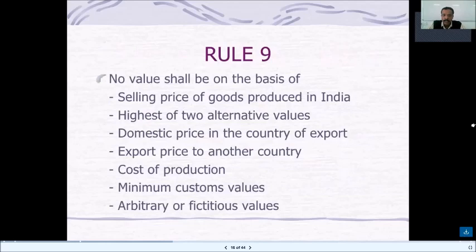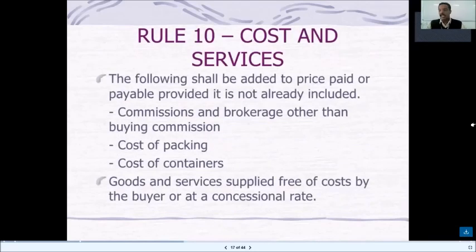Rule 9: no value shall be determined on the basis of selling price of goods produced in India, highest of two alternative values, domestic price in the country of export, export price to another country, cost of production, minimum customs values, or arbitrary or fictitious value. Rule 10, cost and services.